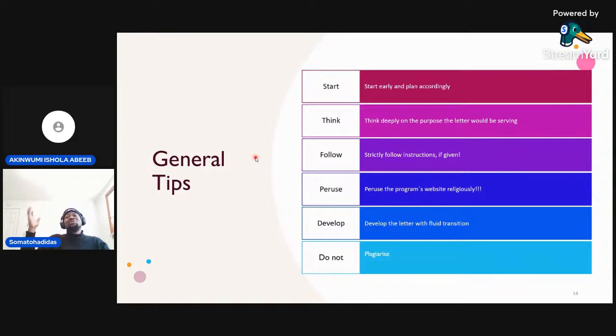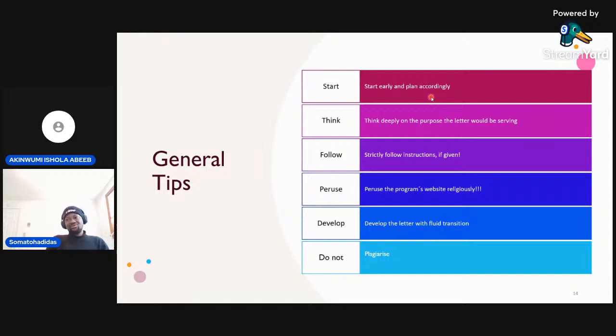I hope I've not bored you with my stories. So you have to start very early. Start very early and plan accordingly. It is very, very important that you start very early. Some people start very late and rush helter-skelter to write their SOP without proper planning, and then just submit. And then afterwards, they start complaining that they keep getting rejections.